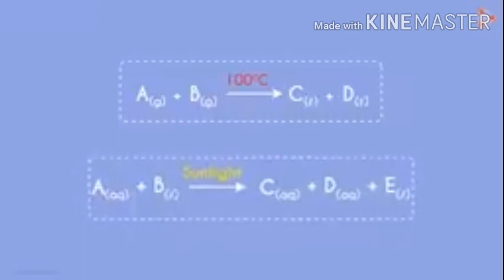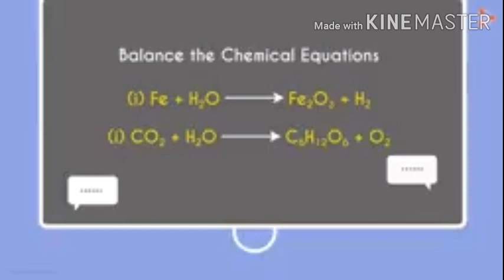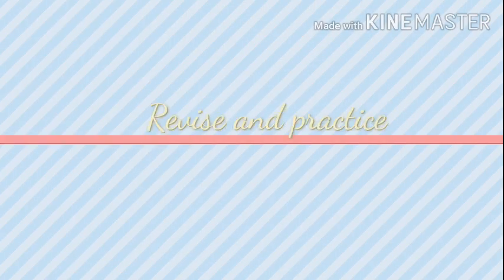Usually, physical states are not included in a chemical reaction unless it is necessary to specify them. Sometimes the reaction conditions such as temperature, pressure, catalyst, etc. for the reaction are indicated above or below the arrow in the equation. For example, if temperature is 100 degrees Celsius. For example, if the reaction takes place in the presence of sunlight. Try balancing these two equations, which I have shown on the screen.